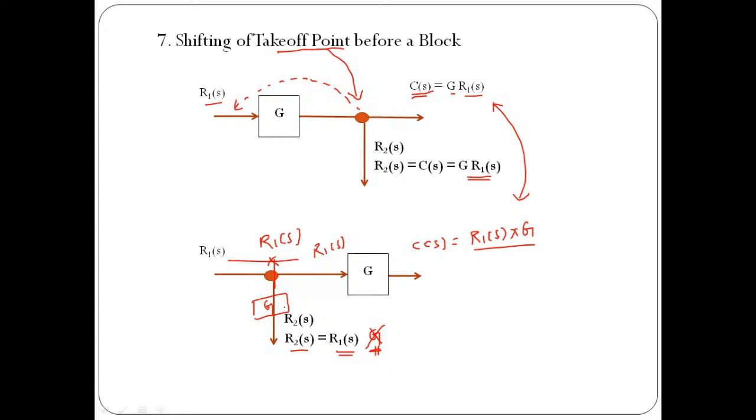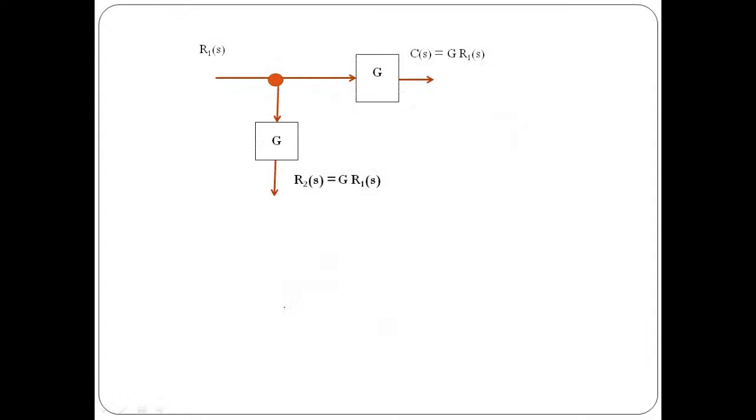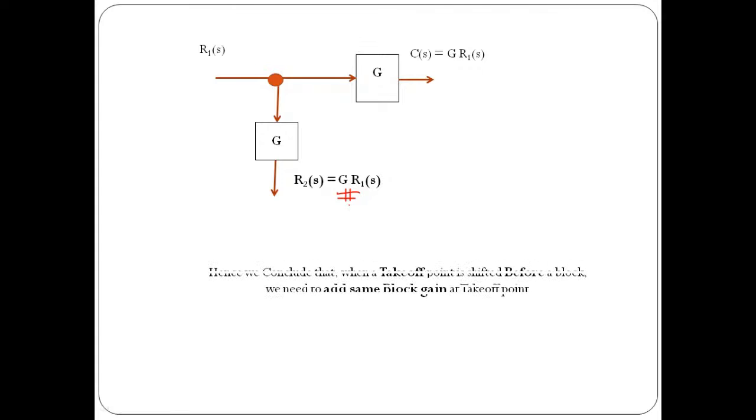Take your time, note down these points, and if you apply this logic, you need to add a block of gain exactly equal to G in the path of the feedback signal so that we can have the same value of feedback signal which we got in the previous case, G times R1 of S. So finally what we conclude is that whenever we shift a takeoff point before a block, we need to add the same block gain at the takeoff point. That is important. So this point you have to remember.